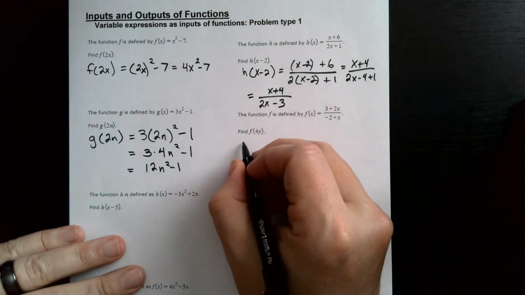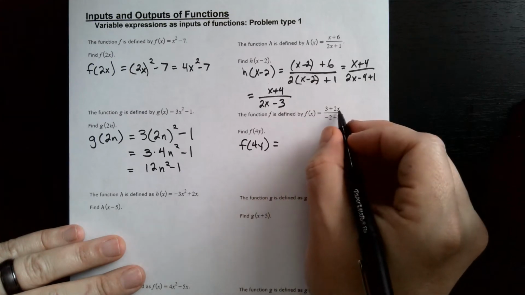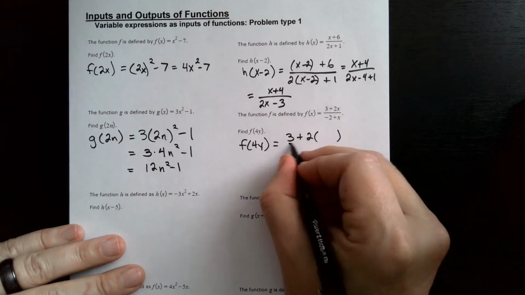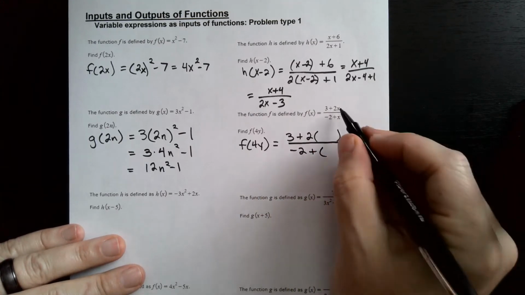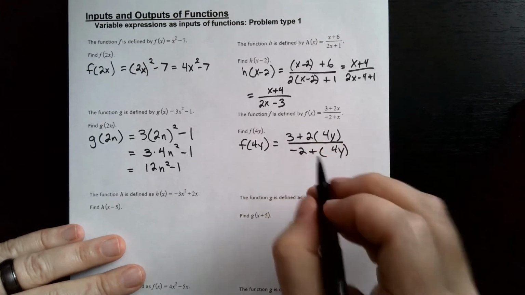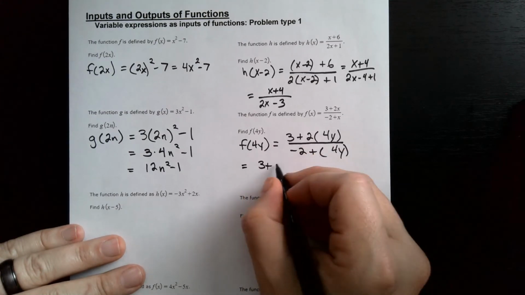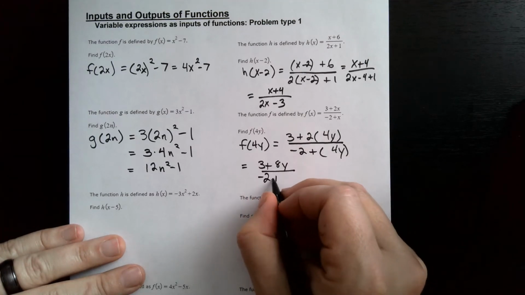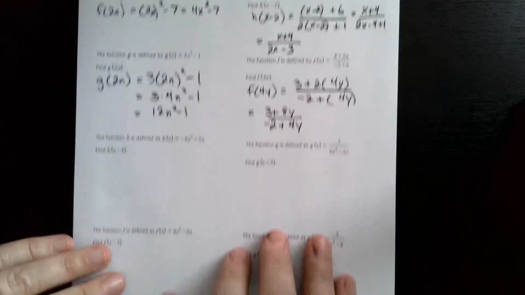We're asked to find f of 4y. Everywhere in the function that I have an x, I'm going to put a parentheses. So 3 plus 2 times parentheses, divided by negative 2 plus parentheses. And inside the parentheses, where I had the x's, I'm going to put 4y's. That will give me 3 plus 8y when I multiply, and then negative 2 plus 4y. Okay, let's take a look at this one.